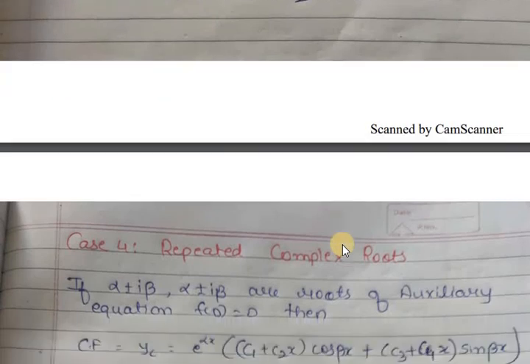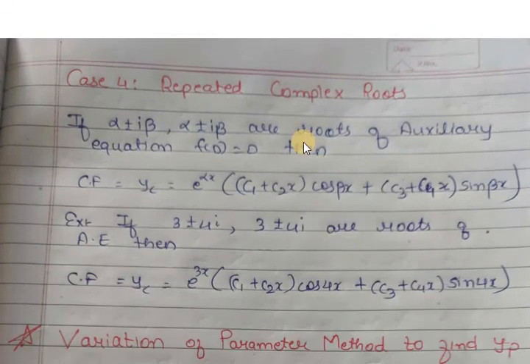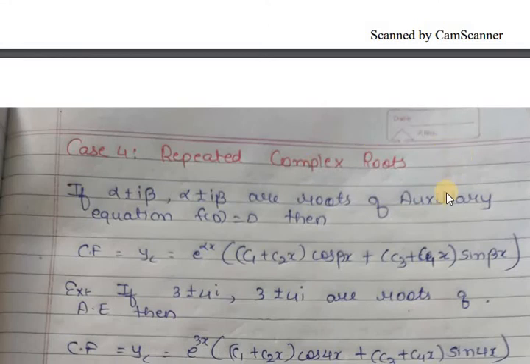Now let us discuss case 4, repeated complex roots. So if alpha plus or minus i beta and alpha plus or minus i beta are roots of the auxiliary equation f of D equal to 0, then CF is yc equal to e raised to alpha x in bracket c1 plus c2x cos beta x plus c3 plus c4x sin beta x. Now consider one example. Solve D square plus 4 whole square into y equal to 0.